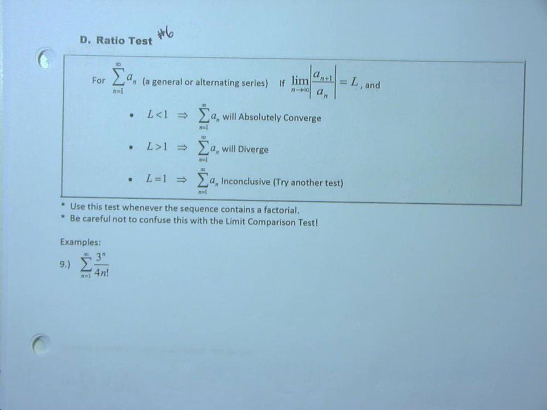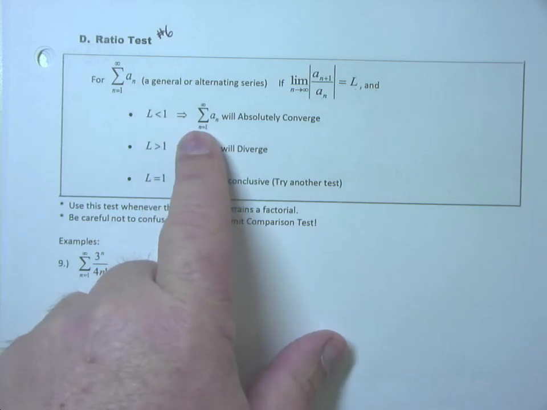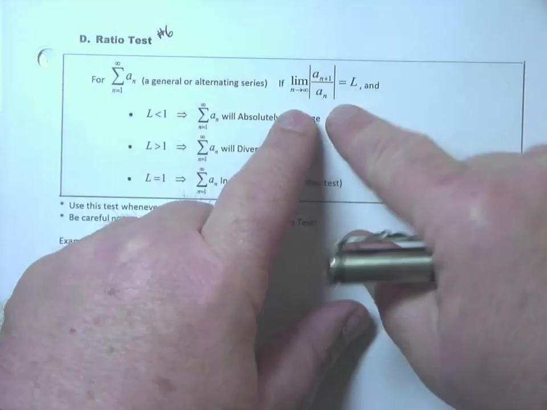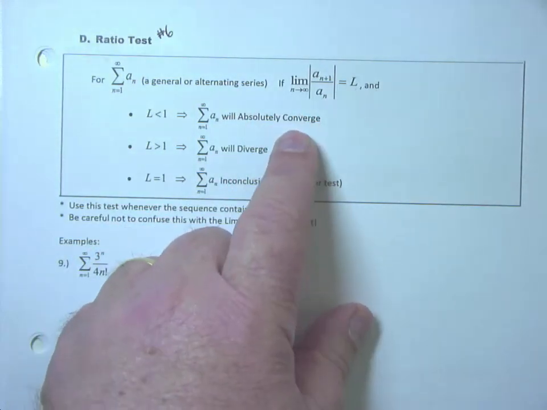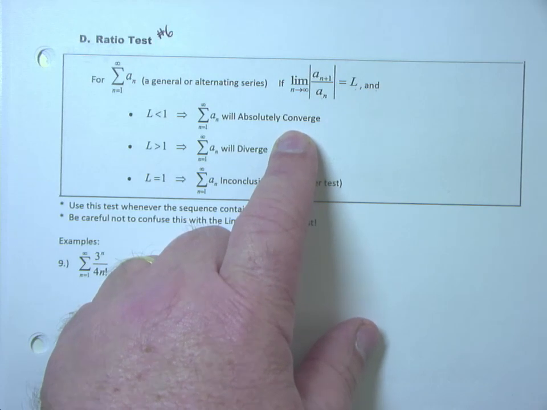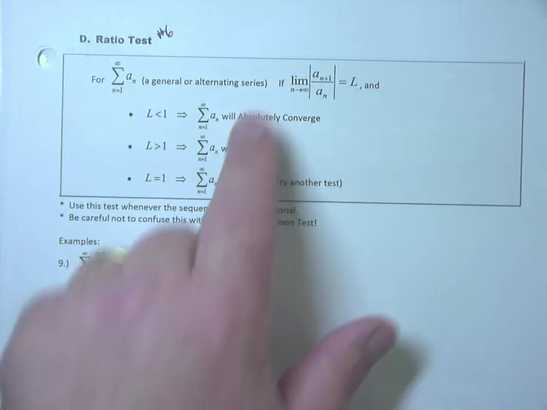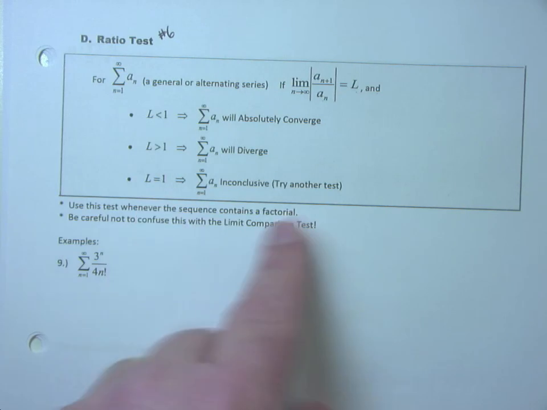If this L number is bigger than 1, then the series is going to diverge. If the L is less than 1, the series is going to converge. And if it was an alternating series, because you are using absolute values, we would say this is absolutely convergent. But if it's not alternating, you just call it convergent. You don't say absolutely convergent for a non-alternating series. It's got to be an alternating series to be an absolutely convergent series. Otherwise, it's just called convergent. And if L equals 1, you did all this work and wasted your time. You should try another test.